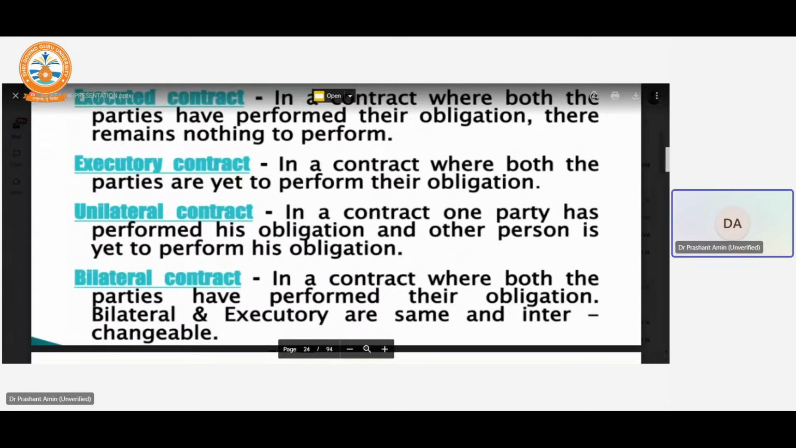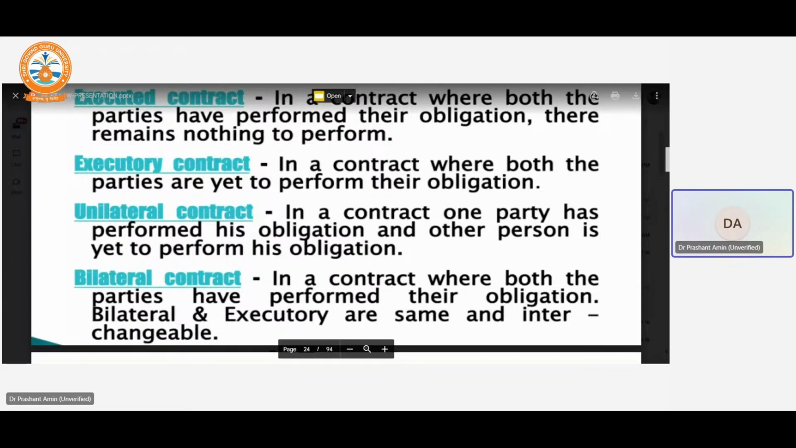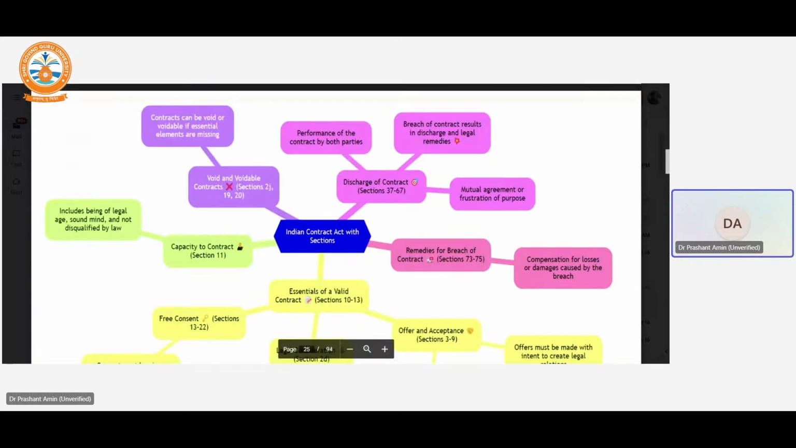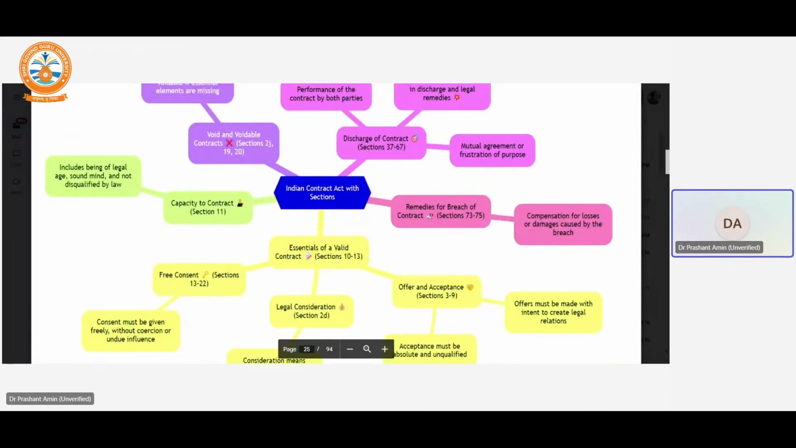Unilateral contract, in a contract, one party has performed his obligations and the other party is yet to perform their obligations. So that is called unilateral contract. Bilateral contract means bilateral. The word itself says 2 parties. In a contract where both the parties have performed their obligations, that is called bilateral, and executed are the same and it is interchangeable.